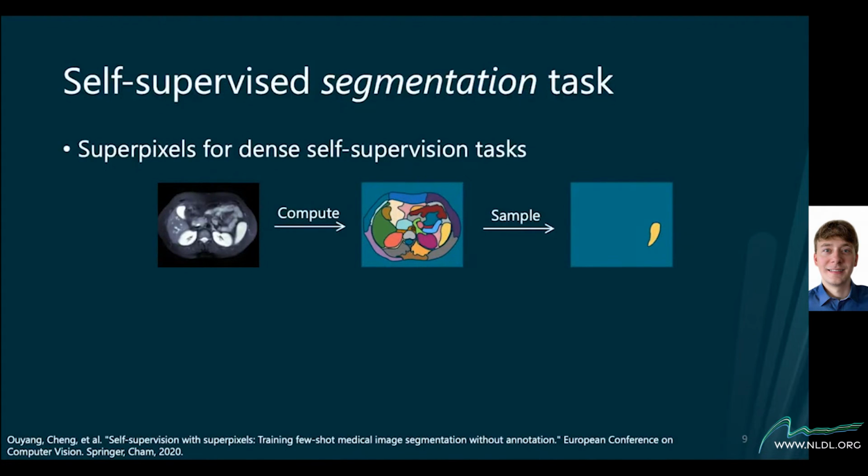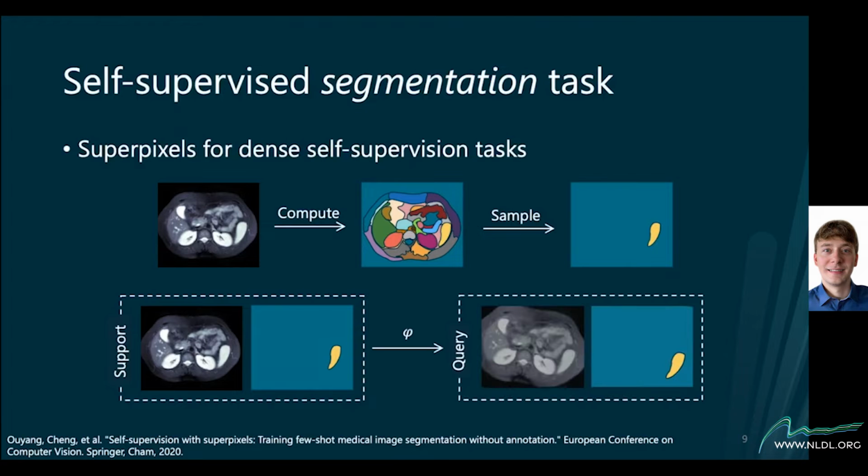So one way to do this, and this is some work which was presented at ECCV back in 2020, was to build on this notion of superpixels. So the idea here is that we can use superpixel algorithms to find regions in the image which are roughly similar. So you can take an image, you can compute the superpixels, and what you will get is something like this, where you group similar pixels together, which are in close spatial proximity.